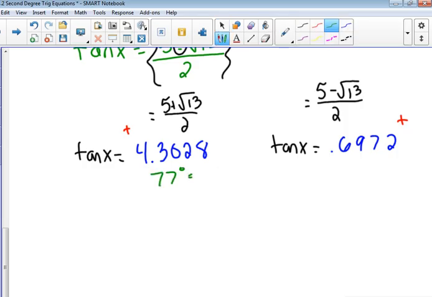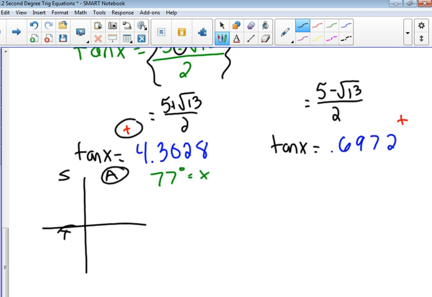And we also have to check the quadrant. They want a tangent being positive. So in ASTC, we should be in the A and the T quadrant here. Right, we already got 77. How do we get into the T quadrant? Add 180. You got to make sure that you're careful with your direction. So we're going to take 77 plus 180. Where'd you guys get that? 257. So 257. Yeah.